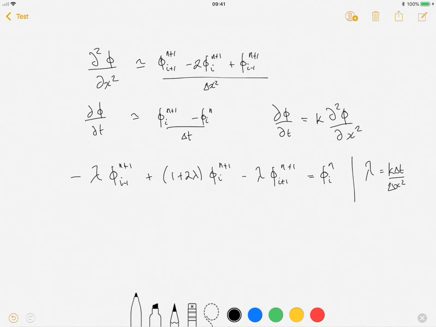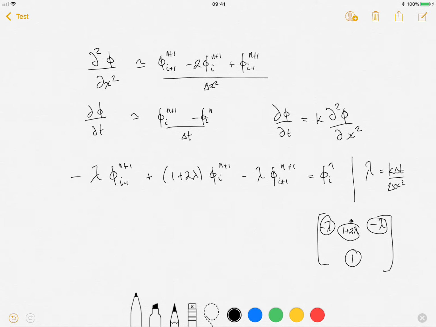Okay, so what I'm saying is that if we had to look at the weights of our different functions, this weight at node I at n plus 1 is 1 plus 2 lambda, phi at I plus 1 n plus 1 is just negative lambda, and phi I minus 1 n plus 1 is also negative lambda, and then phi I n is just 1.